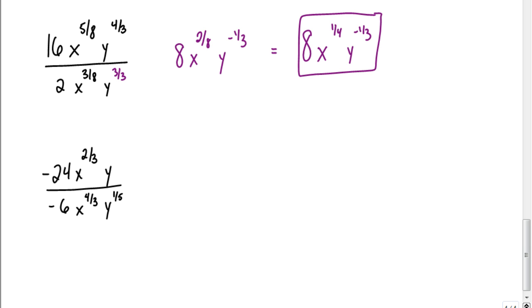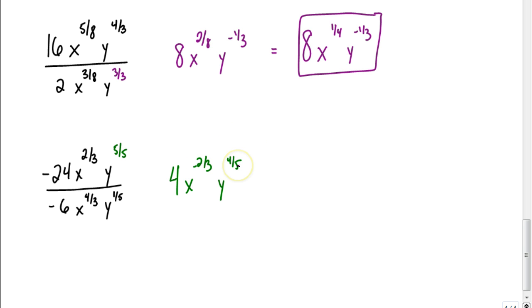Okay, let's look at how you did on this next one. Negative 24 divided by a negative 6 would be a positive 4. And looking at the x's, they have the common denominator there of 3. So 2/3 minus 4/3 would be negative 2/3. And with the y, again, that's an exponent of 1, which, since we have a 1/5 in the denominator, you can look at as 5/5. So now we have a common denominator. 5/5 minus 1/5 would be 4/5.